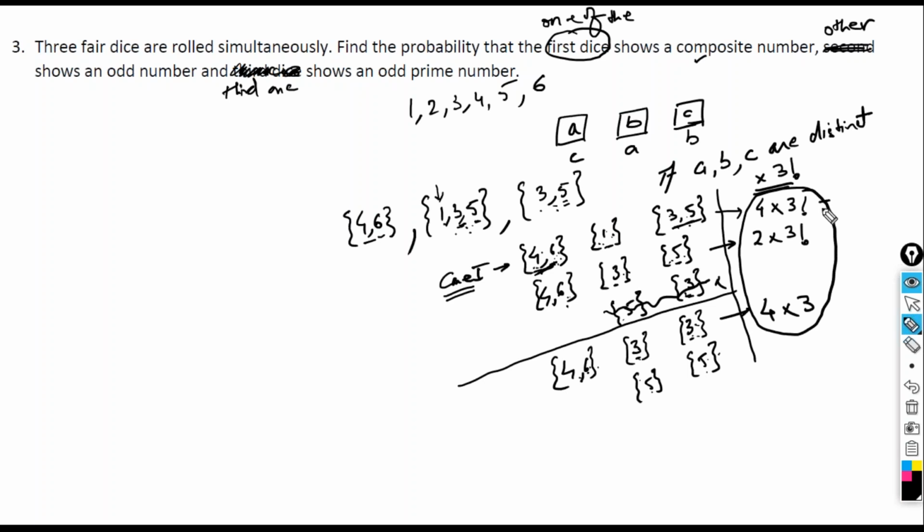So 4 into 3 factorial is going to be 24, 2 into 3 is 6, 4 into 3 is 12. Addition of these three comes out to be 42. So these 42 are my favorable cases out of 6 cube cases. Once 6 got cancelled out here, the required probability comes out to be 7 by 36.